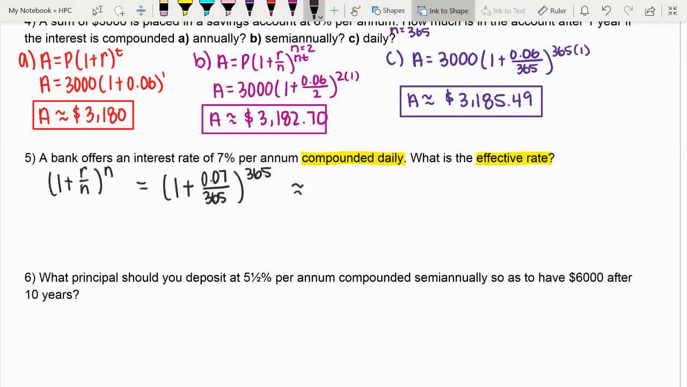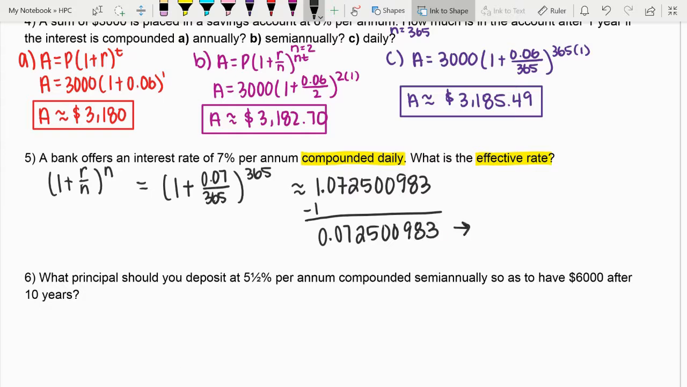You should end up with approximately 1.072500983. Okay, then again, looking at the first page of these notes, once we find that, we want to subtract 1, and we end up with approximately 0.072500983, which if we convert that to a percent, we end up with an effective rate of 7.25%.